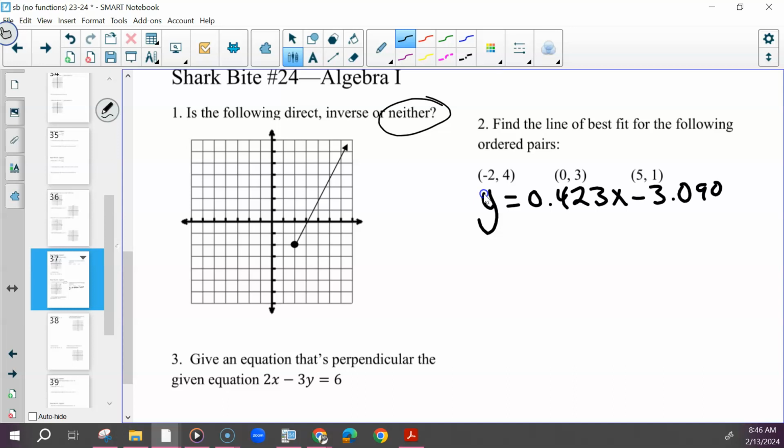If you use more decimals, that's great. If you use less, you should be using at least 3 decimals. Questions on that one?